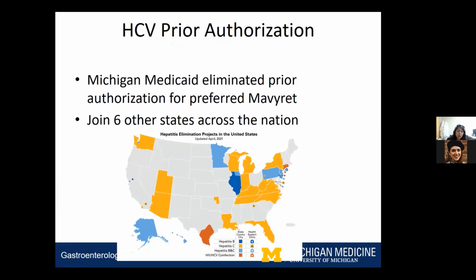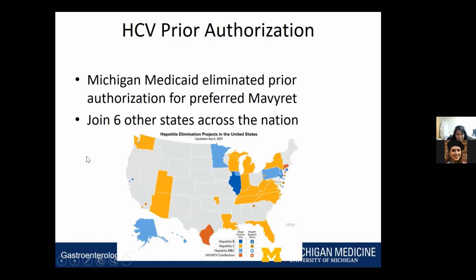so that means if you go with a non-MAVRIT as your first-time treatment, you would still need to fill out a form to get approval for, let's say, the other pangenotypic regimen we mentioned, which was Epclusa. And I believe that that form does not include sobriety restrictions as well.